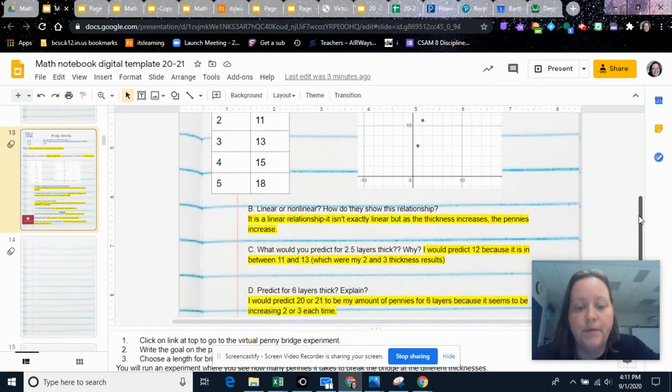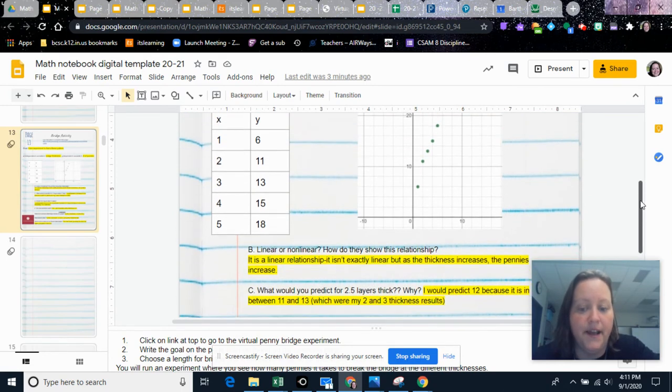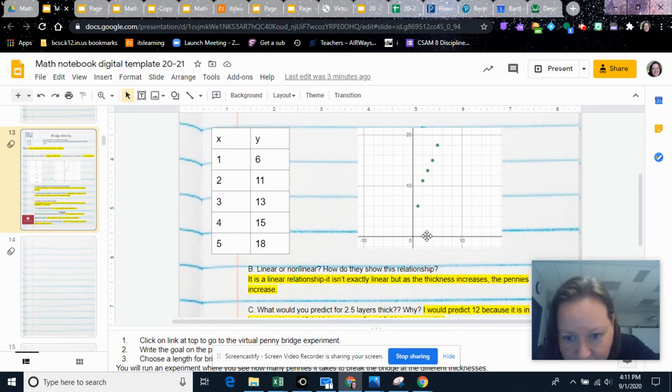relationship. So what would you predict for 2.5 layers thick, and why? Well, when I look here at 2.5, I can look at 1, 2.5, and I can go up. Oh, wait. Sorry. It looks like every 2, so my scale is by 2s. So here's 2, and so it would be between this point and this point. So I'm going to say that that looks like it would be around 12. You could also look at the table, and your answer to this should be halfway between your 2 and your 3. So 2.5 would fall right here, and the halfway point here would be 12. So I would expect 2.5 layers thick to be 12.